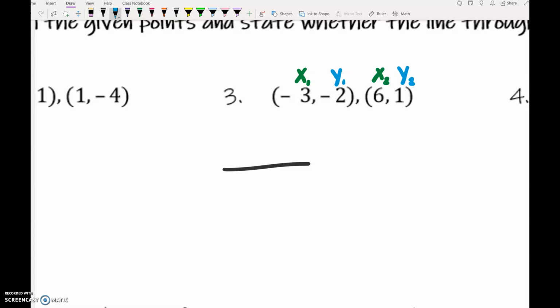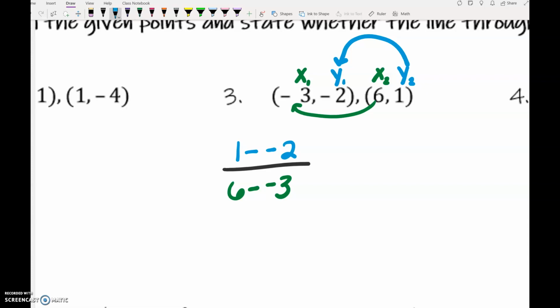So if I take 1 minus a negative 2, so I'm going y2 minus y1, you have to subtract in the same order. So on the bottom, would I do negative 3 minus 6, or would I do 6 minus a negative 3? 6 minus a negative 3. It is also helpful to notice that the slope formula involves subtraction. So if you're subtracting and it's a negative number, yes, you do minus a negative.